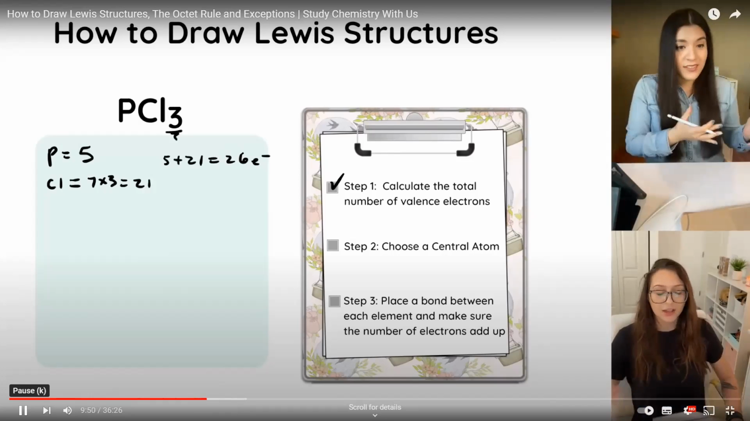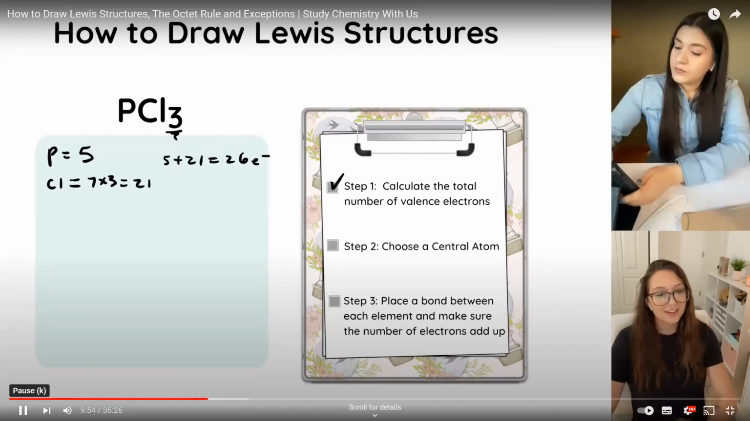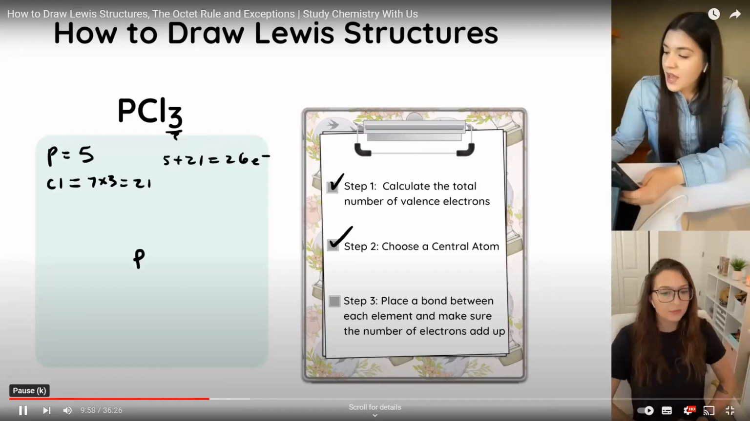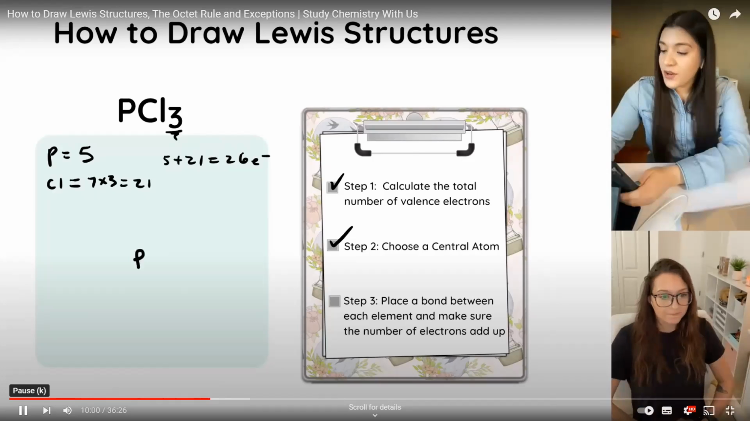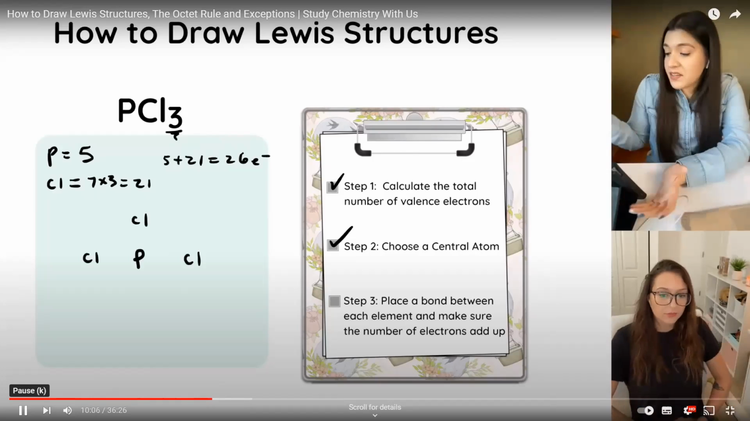Oh yeah, so you can just look at it now. Yeah, right. Okay, that makes sense. So our central atom is phosphorus. And then next, I'm just going to place a bond. So I said that there's 3 chlorine surrounding phosphorus. And then I'm already going to say, hey, this is going to add up.